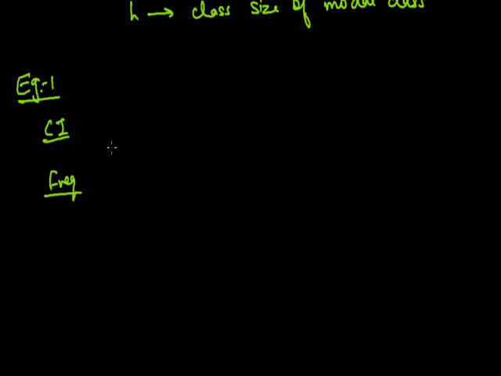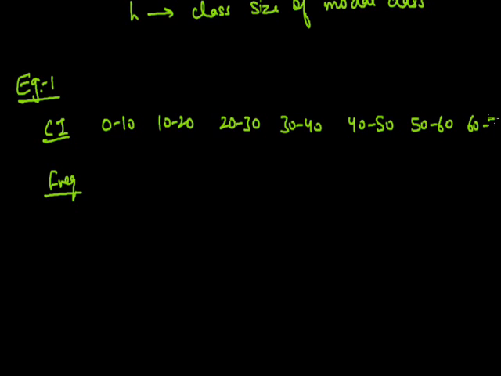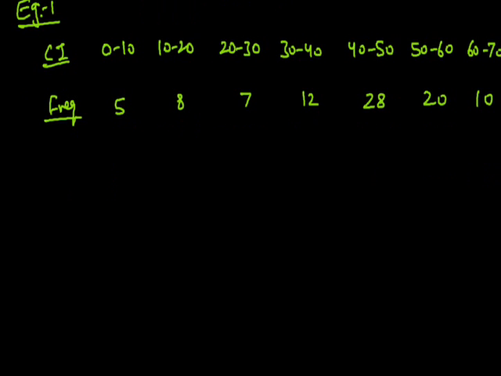So first we write down the class intervals and frequency: 0 to 10, 10 to 20, 20 to 30, 30 to 40, 40 to 50, 50 to 60, and 60 to 70. These are the class intervals, and the frequencies are 5, 8, 7, 12, 28, 20, 10. Now if we need to find the mode in this case, first we need to find the modal class.